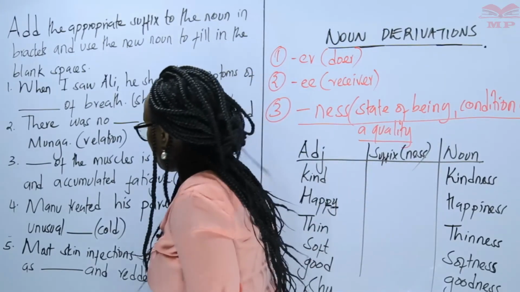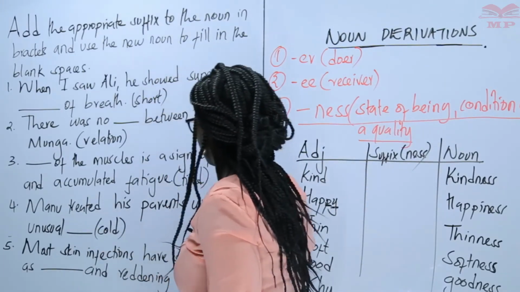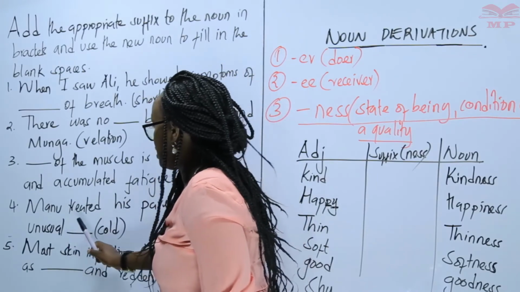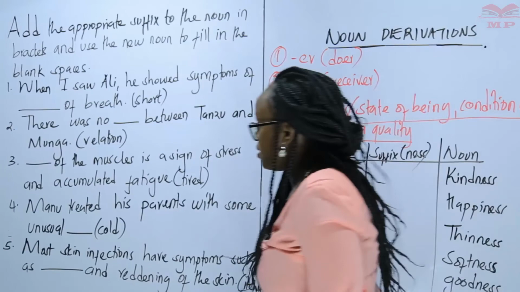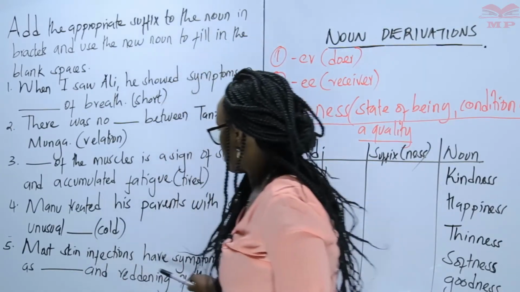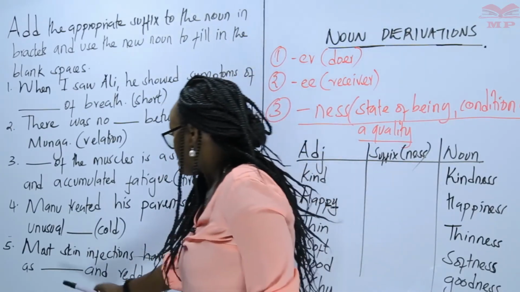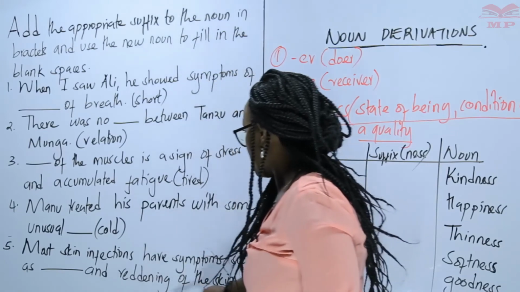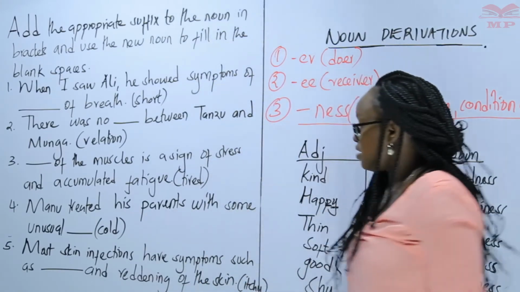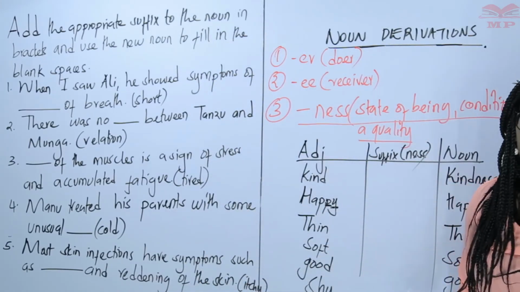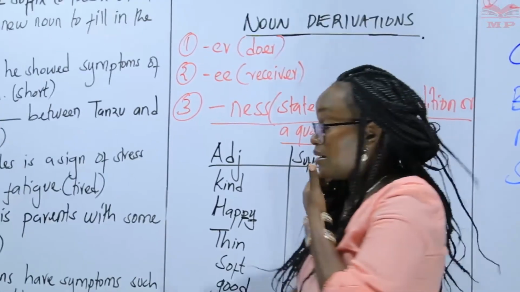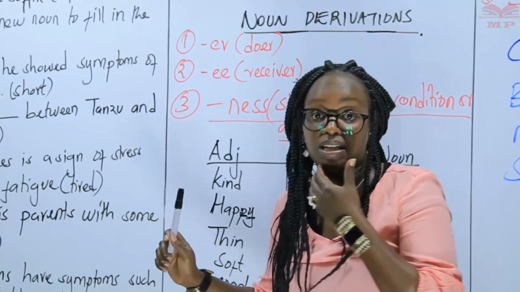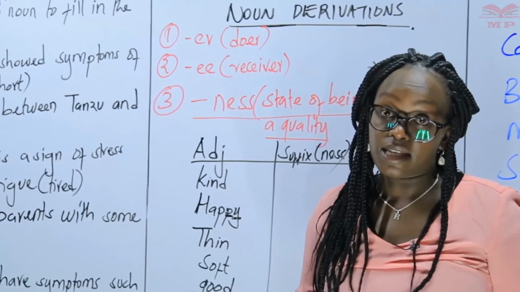On to number 4: Manu treated his parents with some unusual dash. The noun in brackets is cold. Then: most skin infections have symptoms such as dash and reddening of the skin. The noun in brackets is itchy. So make sure that you can understand the instructions and do the assignment before we meet in the next lesson.